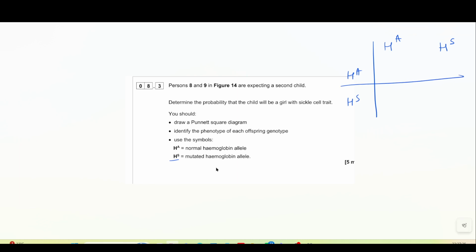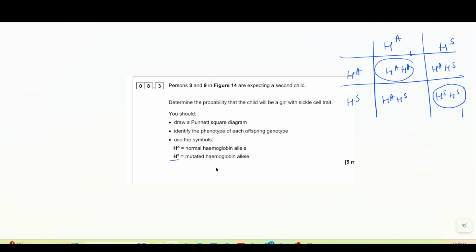Okay, if you cross them, HA, this will be normal, right? If you cross these two, HA, this will be carrier. HA, these are again carrier. HS, this is affected, right? So the probability of sickle cell trait is, as you can see, 50%. Here this is unaffected, this is affected.